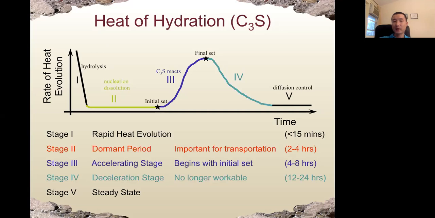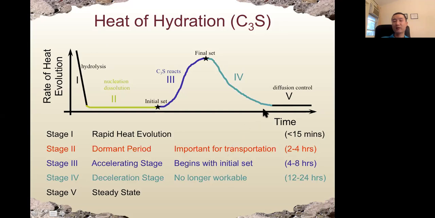The third stage is called the accelerating stage. During this stage, more and more hydration products are produced and more heat is generated. The end of stage 3 is the final set time, which means the concrete can achieve enough strength, typically around 4,000 psi. And the fourth stage is called the deceleration stage. The concrete can no longer be workable, but the strength will keep going up, but slower than in stage 3.